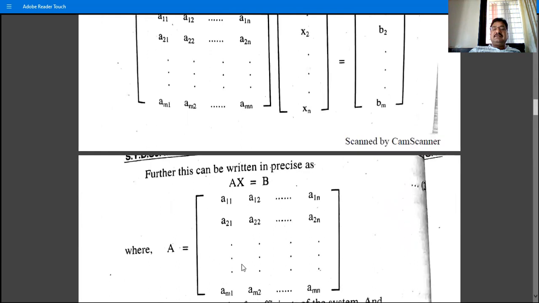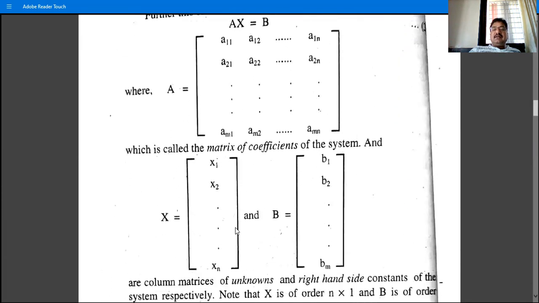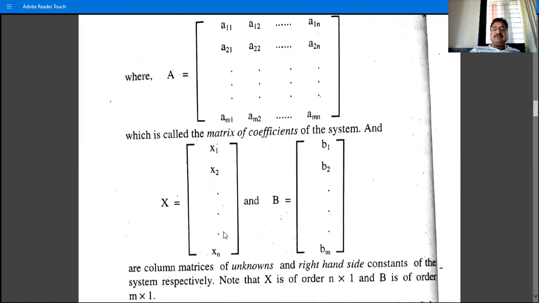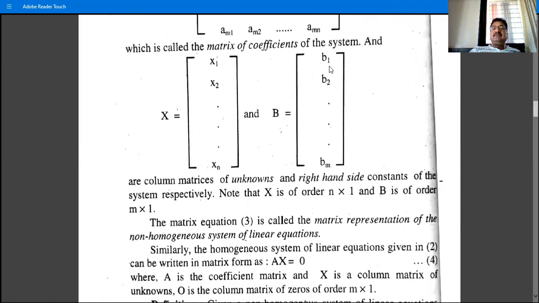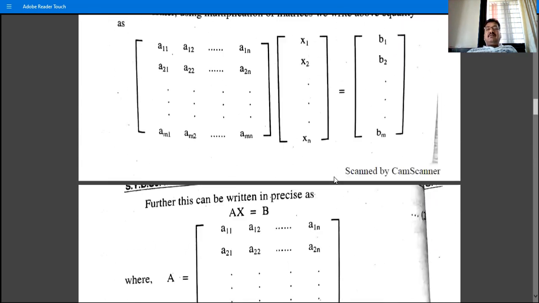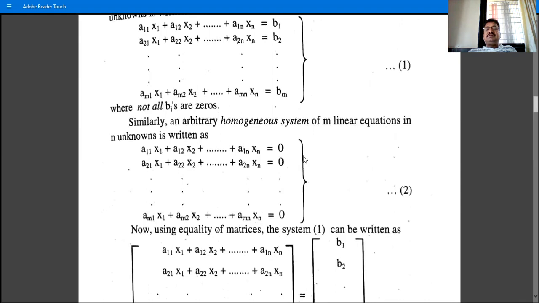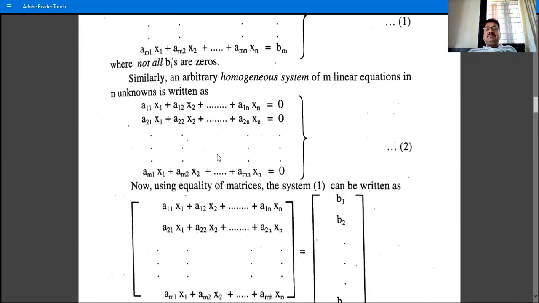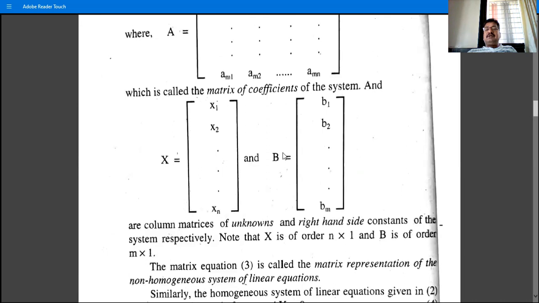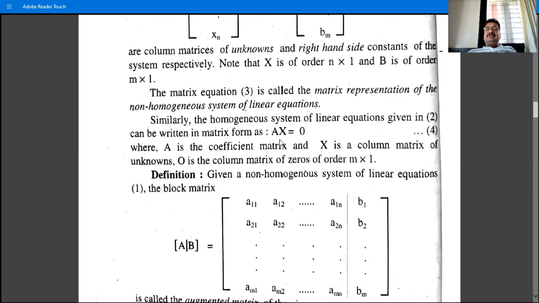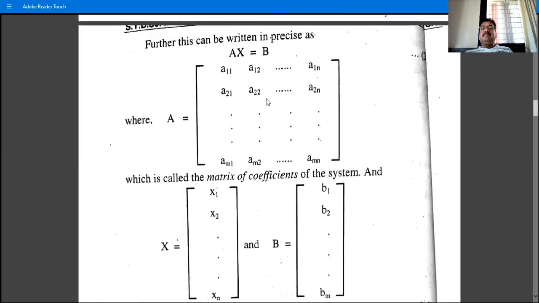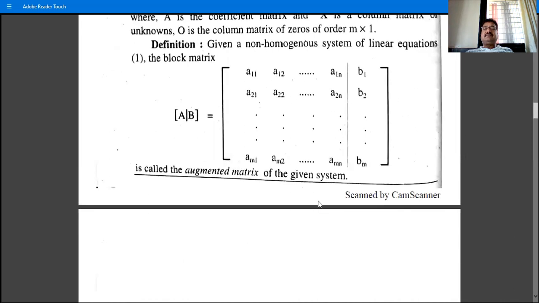So what is A? A is this, called the coefficient matrix. Then X, this column matrix X1, X2, Xn, is called the matrix of unknowns, and B, that is B1, B2, Bm, is the matrix of constants. So we can write the system, homogeneous or non-homogeneous, in matrix form. Obviously, if the system is homogeneous, then the matrix of constants B is the column matrix 0, 0, 0. So AX = 0 is the matrix form of the homogeneous system, and AX = B is the matrix form of the non-homogeneous system.